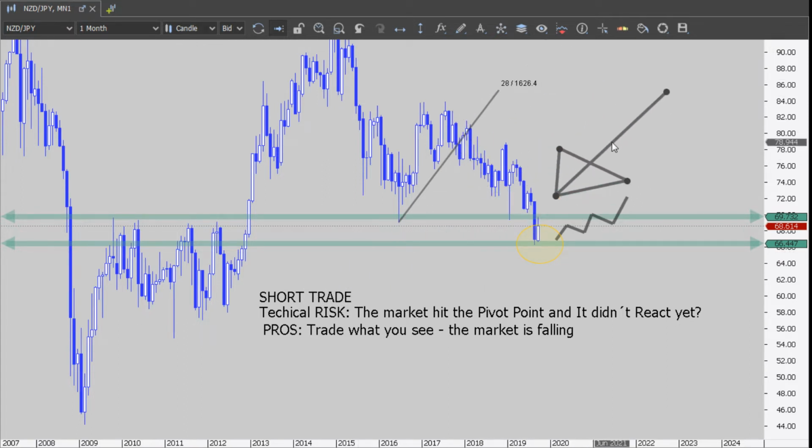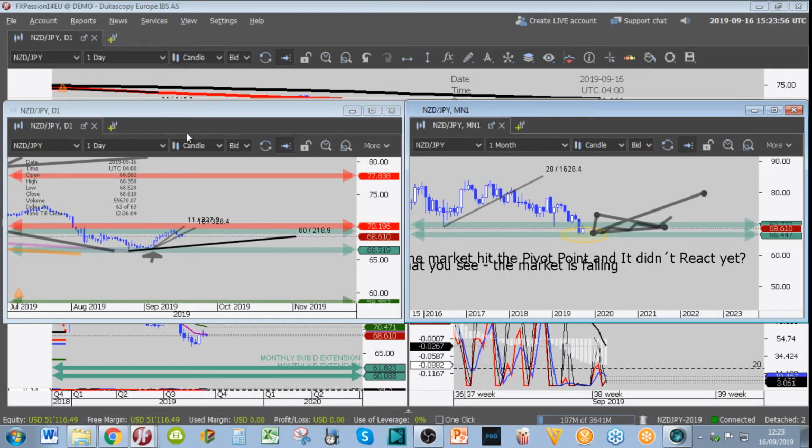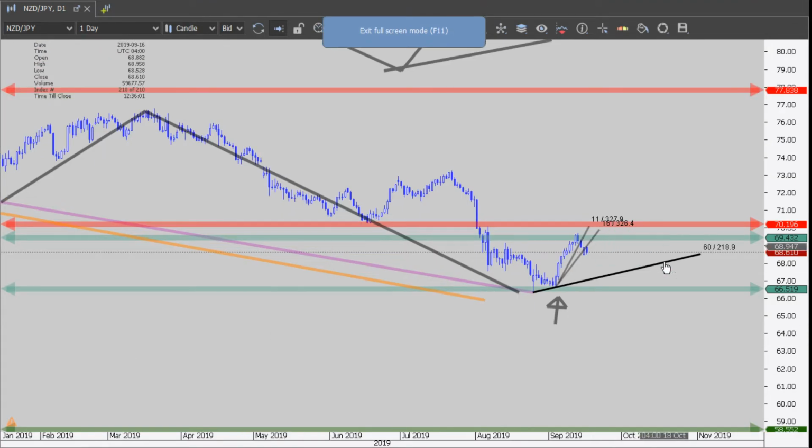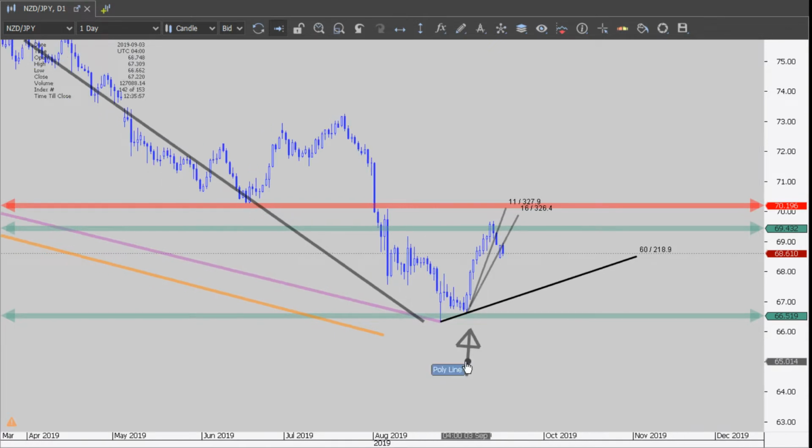So the market is falling long term, yes sir, yes ma'am, but technical risk: the market hit the pivot point area and it didn't react yet. So because the market is pushing up in here, maybe this could be a reaction. And if this is the reaction, and I'm waiting for Max's crystal ball, right? If this is the reaction, then Eddington is going to lose. And me too, and everybody who is short at this point in time, we are going to lose, right?